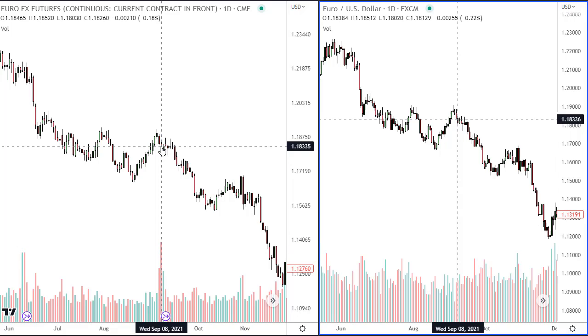Now, if you look at the crosshairs over on the spot Forex, not a lot of volume. We do not see that volume spike. And so for my money, pun intended, I'd rather look at the volume on the futures market.